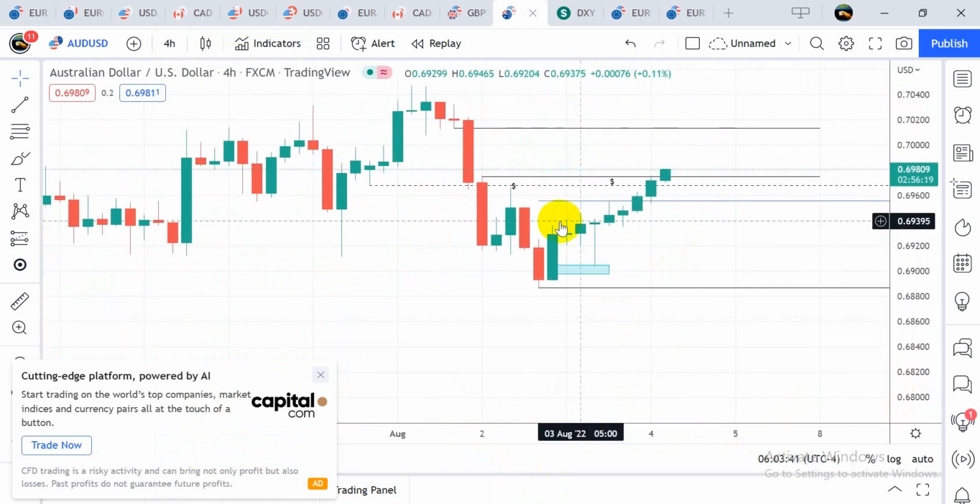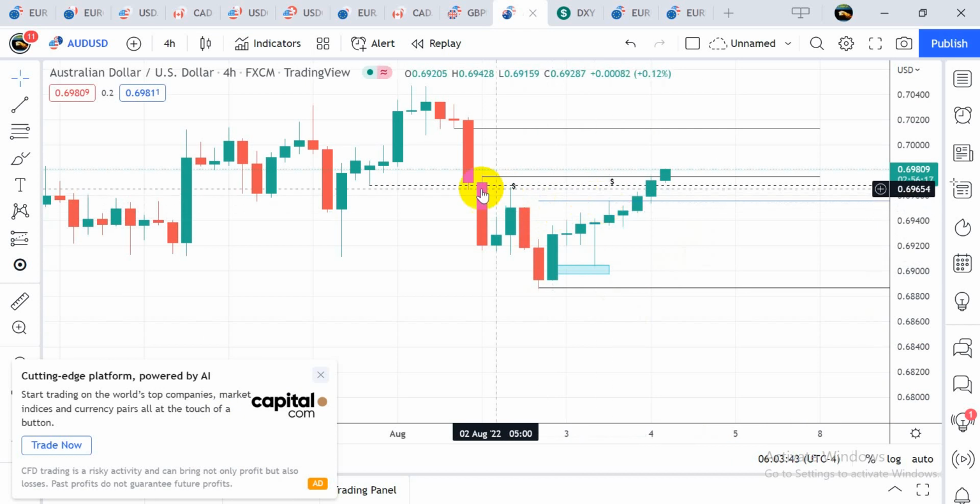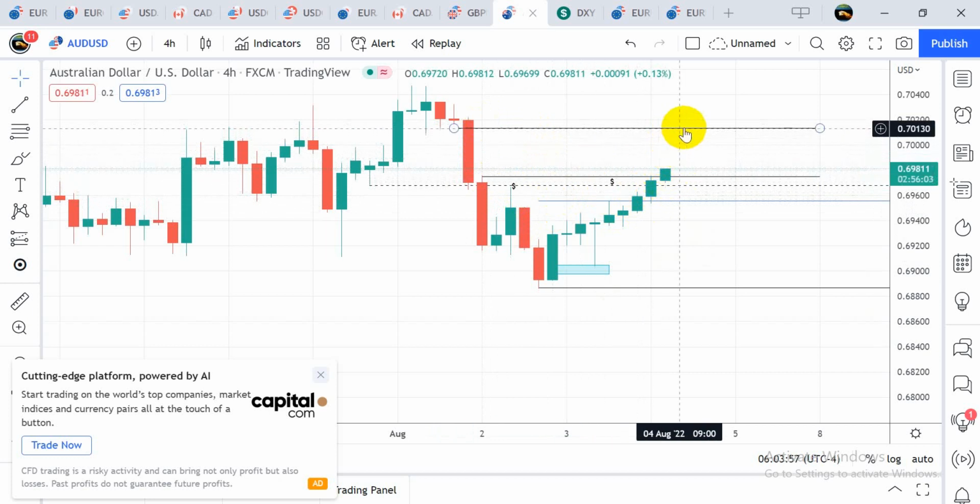We can see that the fair value gap on the daily time frame has been filled from here to here. Just go back and check it out. And on the 4 hour time frame, you can see a very big imbalance here, your fair value gap. So I expect the fair value gap to be filled up as well.